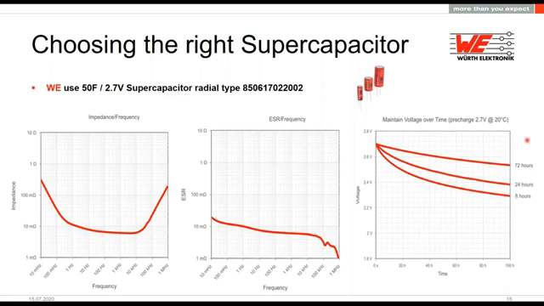And you see when you charge a supercapacitor longer, then it can hold the voltage up longer. So 72 hours is around 2.5 volt, 2.55. When you just charge 8 hours, after 100 hours, it's 2.3 volt. So it really depends on how long you charge the supercapacitors.